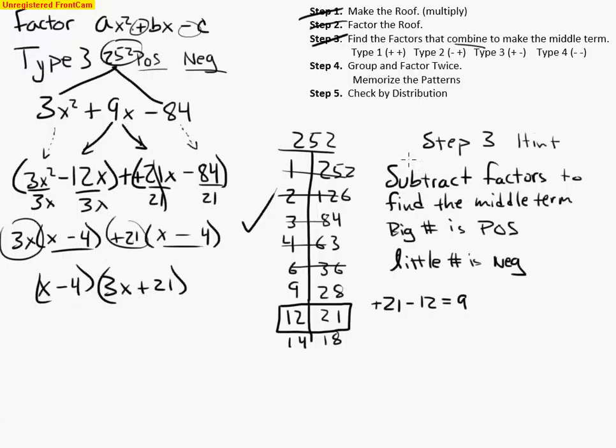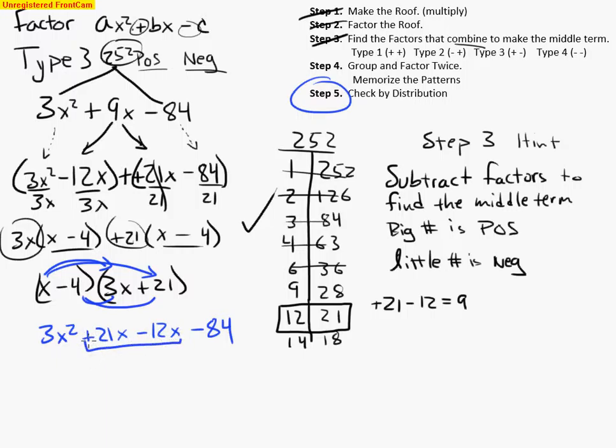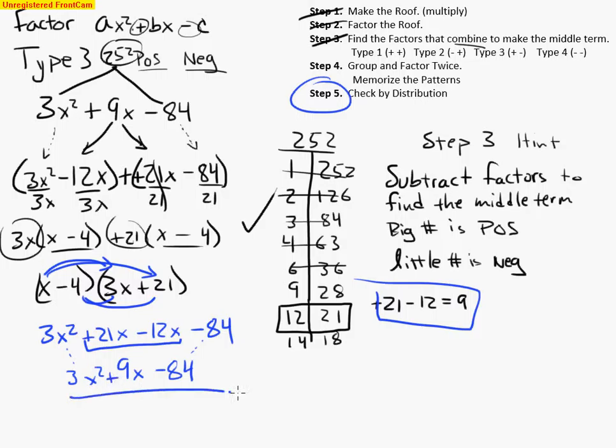If I want to go ahead and do step 5, check by distribution, I'm going to distribute. X times 3x is going to give me 3x squared. X times 21, 21x. I'm going to have a negative 12x. And here a negative 84. My two like terms, what's 21 minus 12? Oh my goodness, already did that. That is 9x. And everything else just comes down. And I'm getting exactly what I wanted. This matches the original term perfectly.